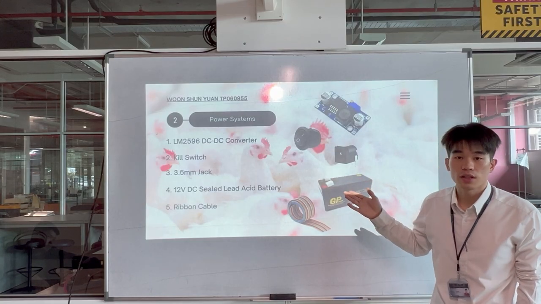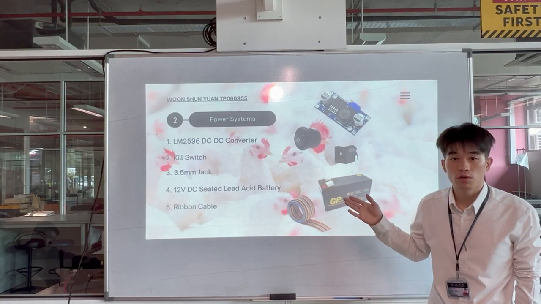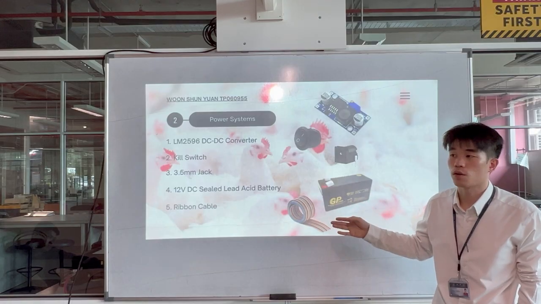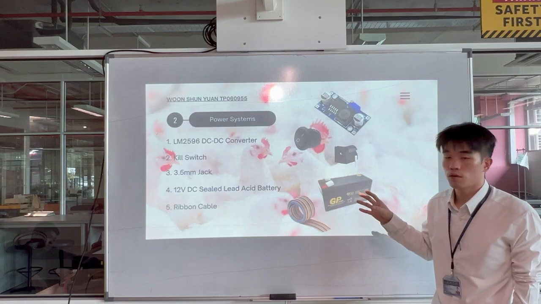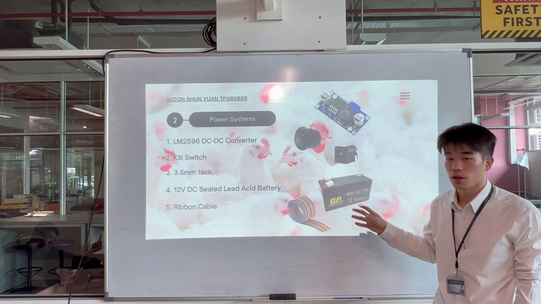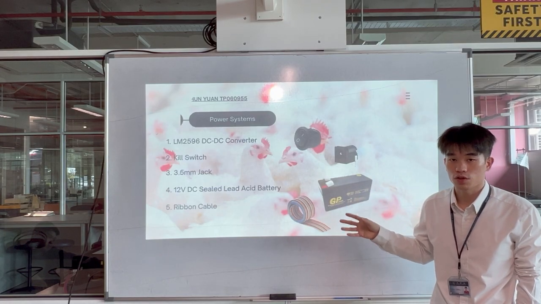And then a Q switch is there to turn off the system. A jack is there to connect the battery to the DC-DC converter. And then there's also, of course, a 12-volt DC battery and some ribbon cables for connections.